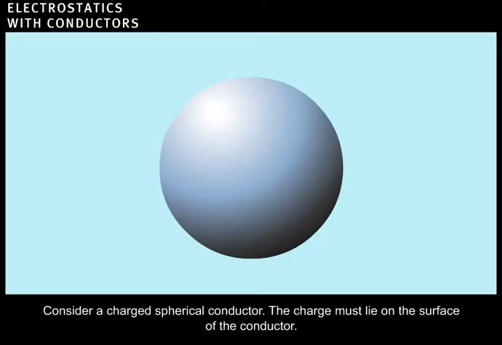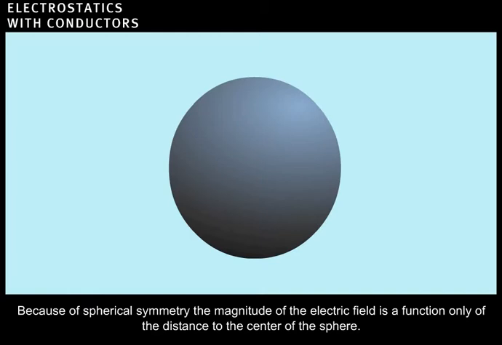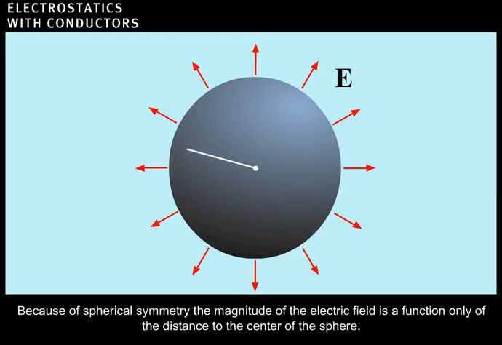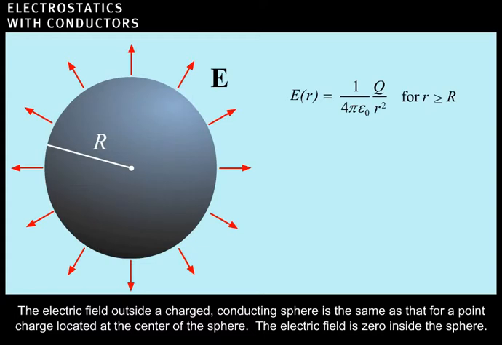Consider a charged spherical conductor. The charge must lie on the surface of the conductor. Because of spherical symmetry, the magnitude of the electric field is a function only of the distance to the center of the sphere. The electric field outside a charged conducting sphere is the same as that for a point charge located at the center of the sphere. The electric field is zero inside the sphere.